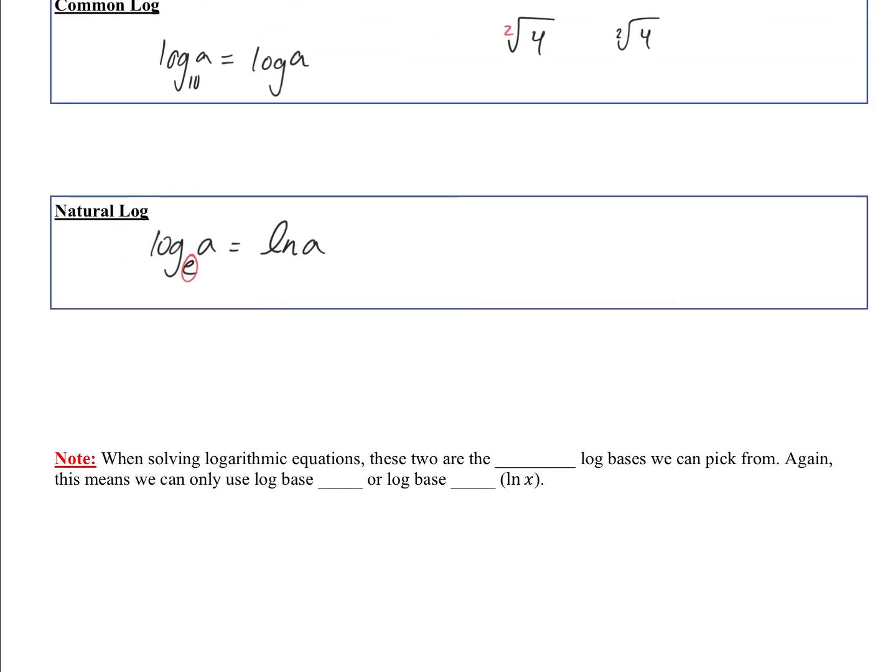Alrighty, so note, when solving logarithmic equations, these two are the only log bases we can pick from. You might wonder what that means right now, but once again, I'll explain it when we get there. When we're solving equations with logs, you can choose a base at certain times, but the only bases you're allowed to choose are base e or base 10. Technically, you could choose any number, 1, 2, 3, 4, 5, 6, 7, 8, and so on. But with the restrictions in this course, you have to choose base e or base 10.